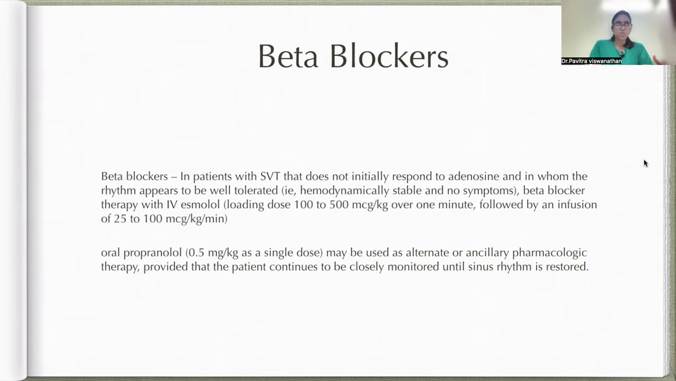And once you have terminated the SVT, patient has responded very nicely to adenosine, then you can go ahead with beta blockers. Beta blockers, you can start with oral propranolol 0.5 mg per kg, and then you can continue your maintenance dose. If you want to continue as an infusion, then esmolol is the drug that you want to use. 100 to 500 mics per kg over 1 minute, followed by infusion of 25 to 100 mics per kg per minute.